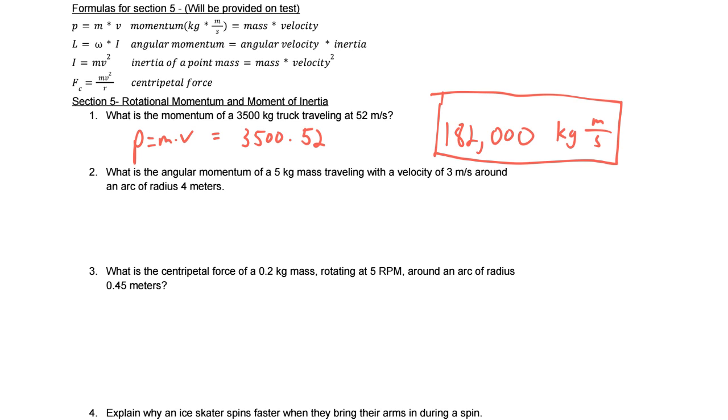All right, number 2, angular momentum of a 5 kilogram mass traveling at a velocity of 3 meters per second on an arc of radius 4 meters. So let's start taking this apart. First, I need to find the angular velocity. So I'm going to use the formula V equals angular velocity times radius. I know that the velocity is 3 meters per second. I don't know the angular velocity, but I know the radius is 4. So divide both sides by 4, and now I know that my angular velocity is 3/4. And that's going to be rads per second.